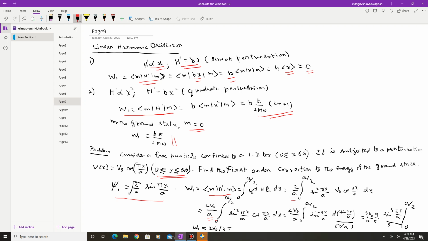So this cos can be expressed as the differential of sin(πx/a) divided by π/a. Now this can be expressed as sin³ divided by 3. So now you substitute the limits, we will do this. So the first order correction can be easily evaluated for this problem.